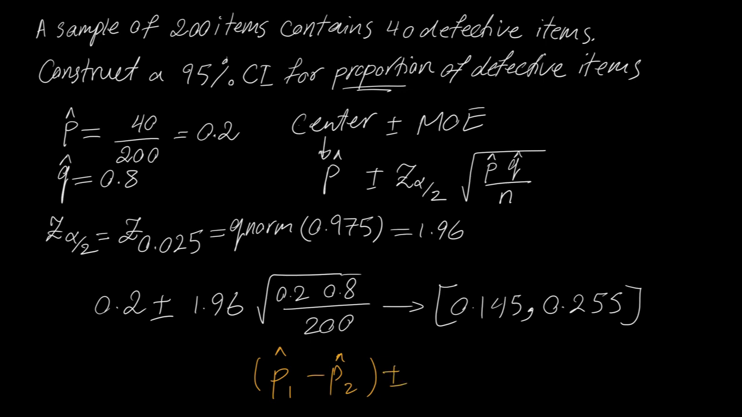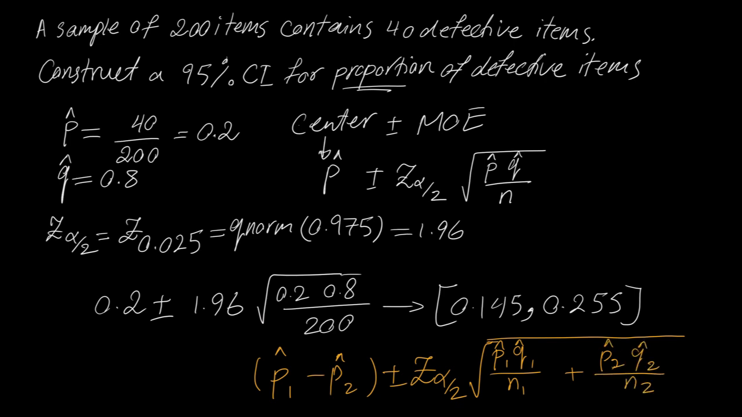And then for margin of error, again, we have z of alpha half if the sample size is greater than 30. And for the standard error, we have a combination of two standard deviations. So I have p1 hat q1 hat divided by n1 plus p2 hat q2 hat divided by n2. It's pretty similar, the only difference is that right now we have two estimates for the proportion and two standard deviations.